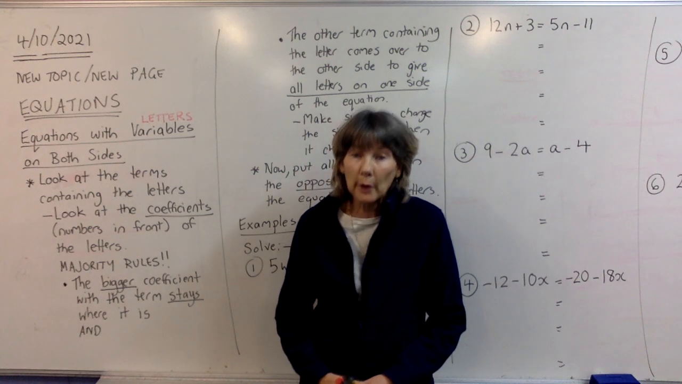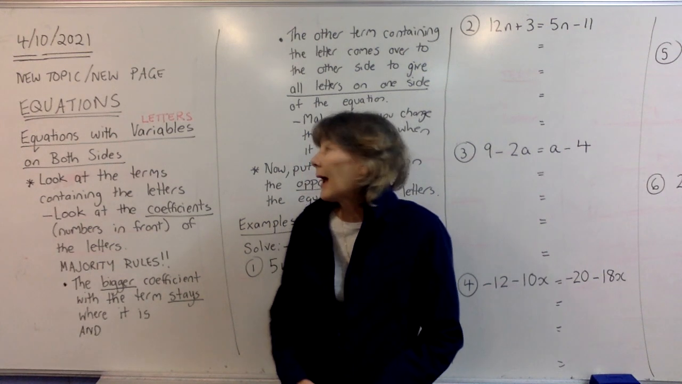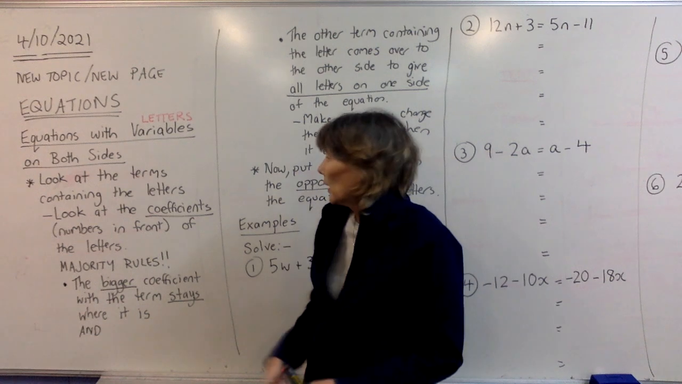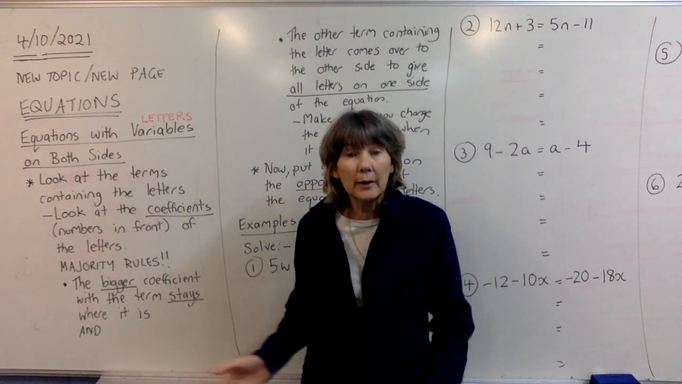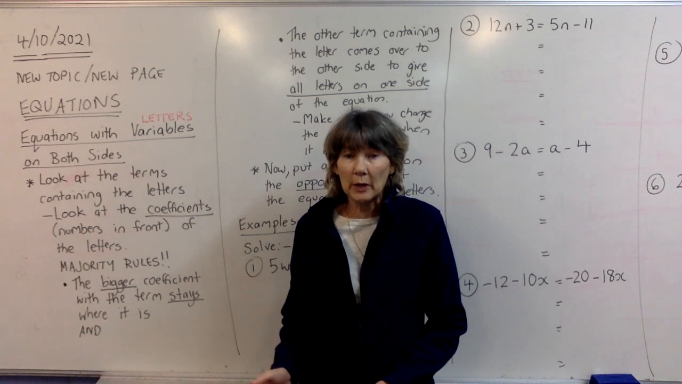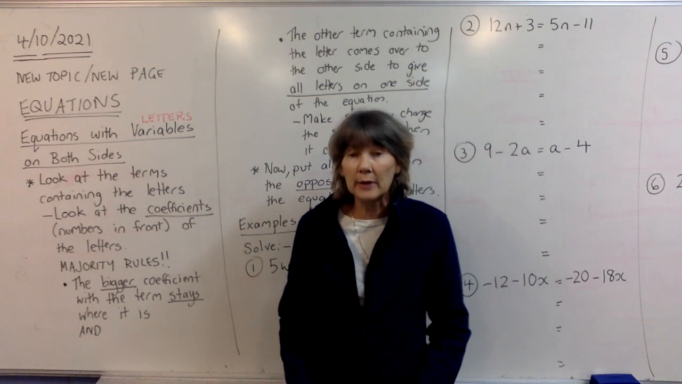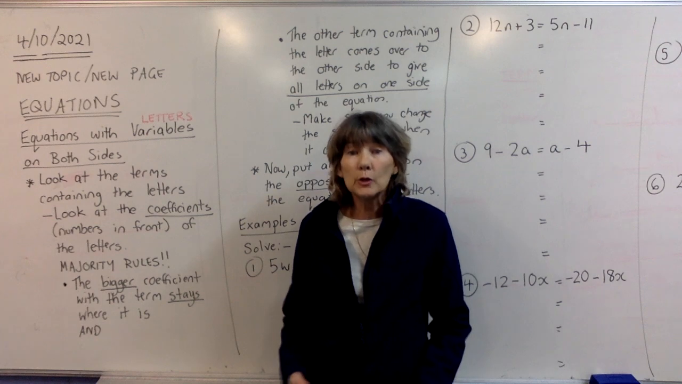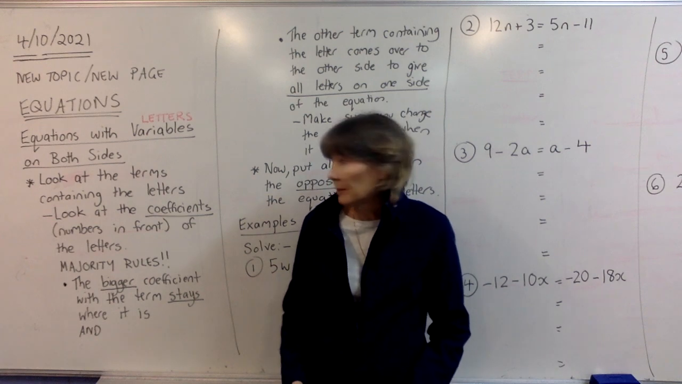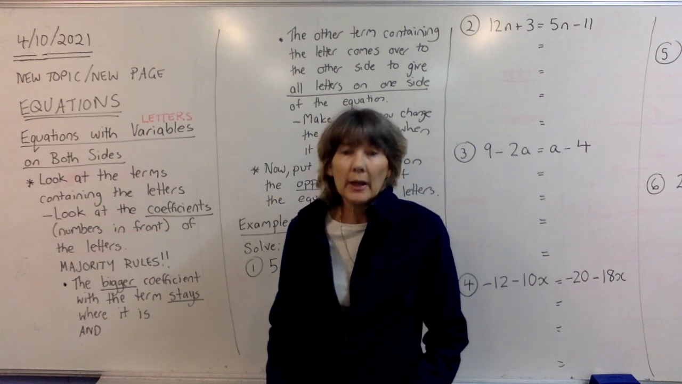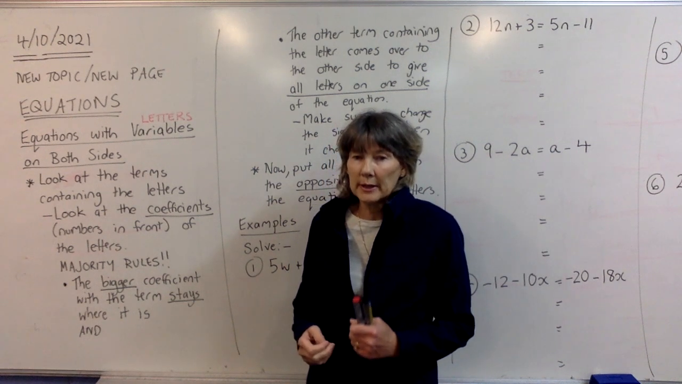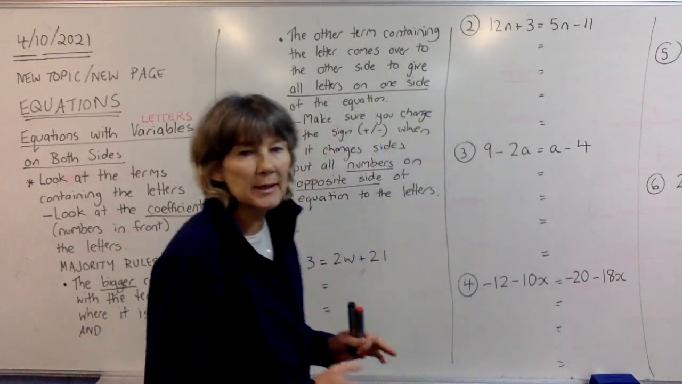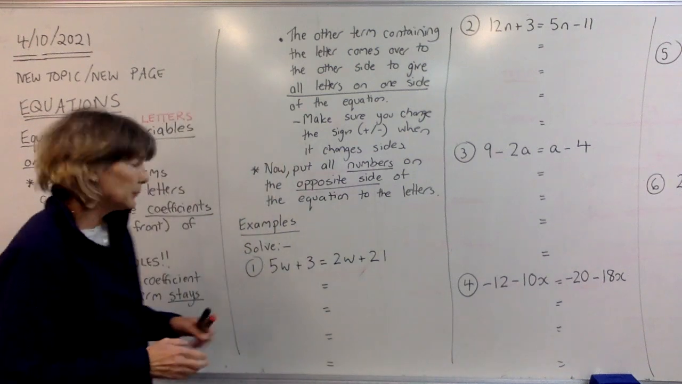Variables can be called pronumerals as well, and they are the letters. All right, so we're looking at the terms that contain the letters, and we're trying to get all the letters on one side of the equation and all the numbers on the other side of the equation. And we're going to do all of that in one line. All right, so to do that, you have to look at where the letters are and look at the numbers in front of those letters first. So I'm going to go through the examples and explain it to you as we go.